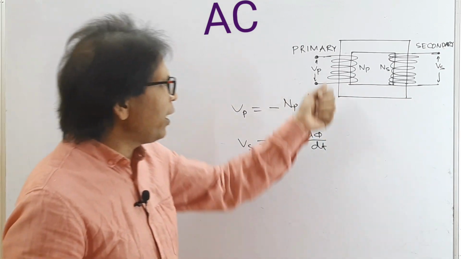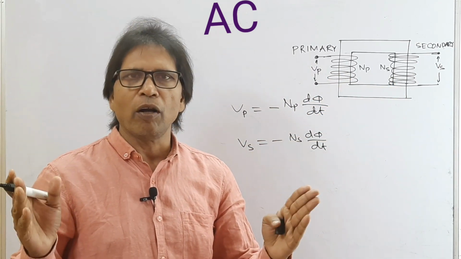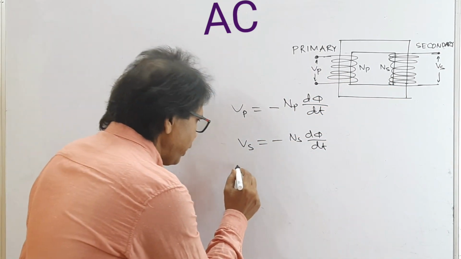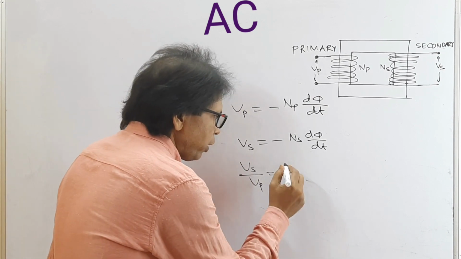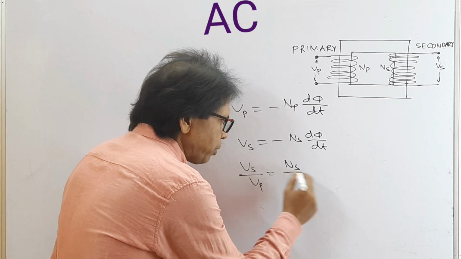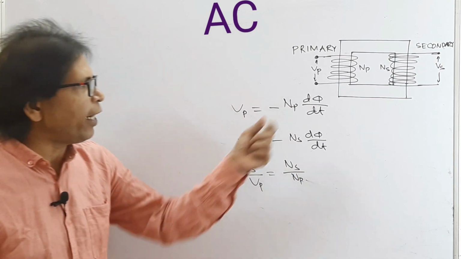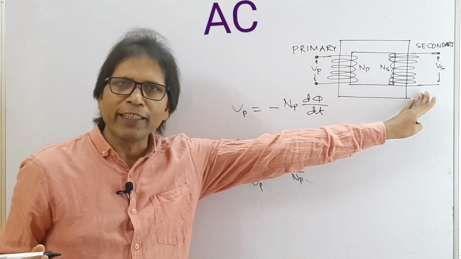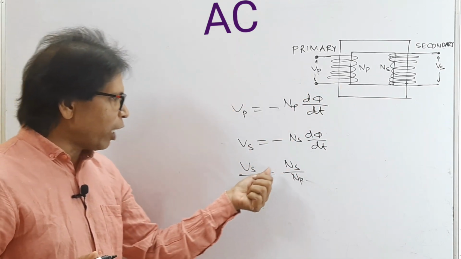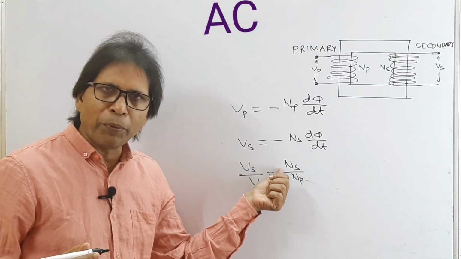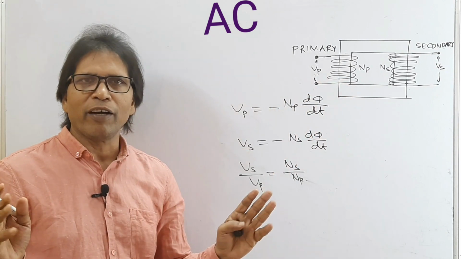Okay, and the resistance of the primary and secondary coils is very small. Now dividing, Vs by Vp equals Ns by Np. Therefore, the voltage in the secondary coil divided by the voltage in the primary coil equals the number of turns in the secondary coil divided by the number of turns in the primary coil.